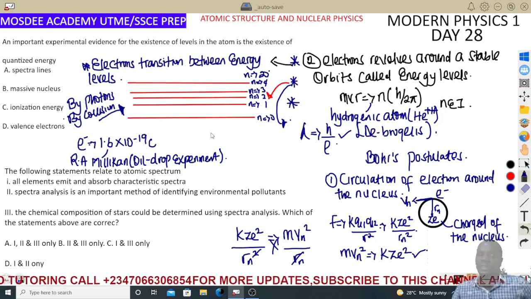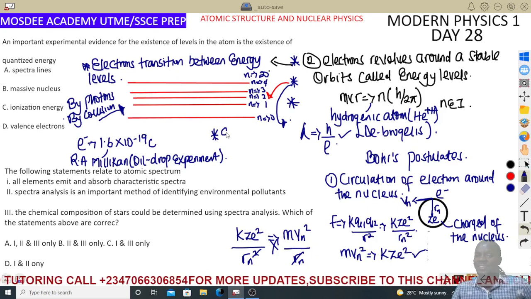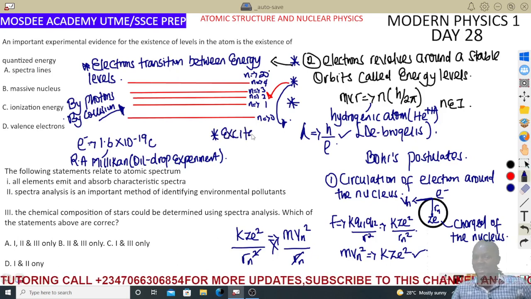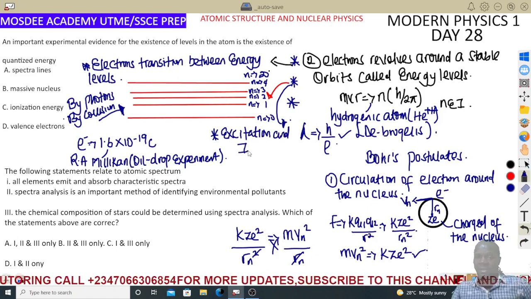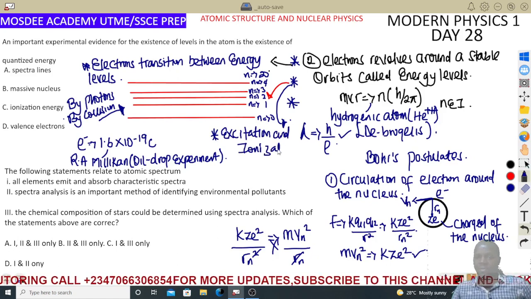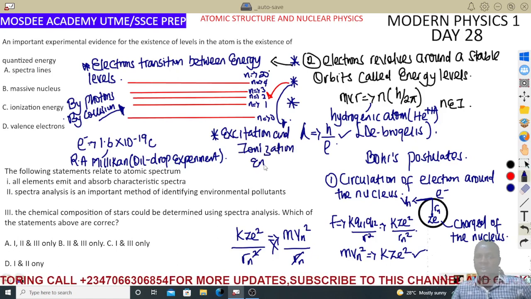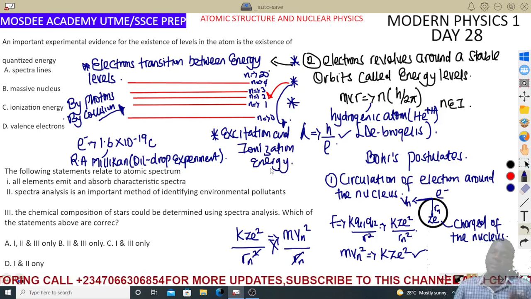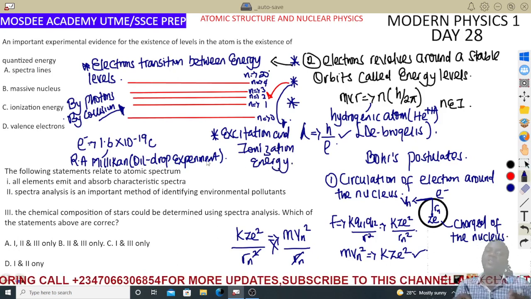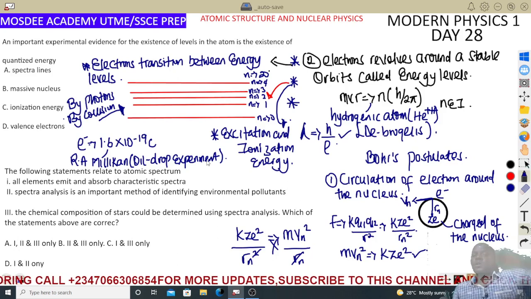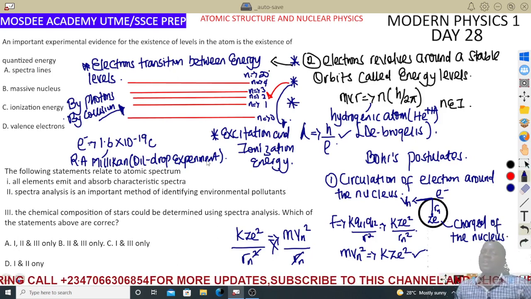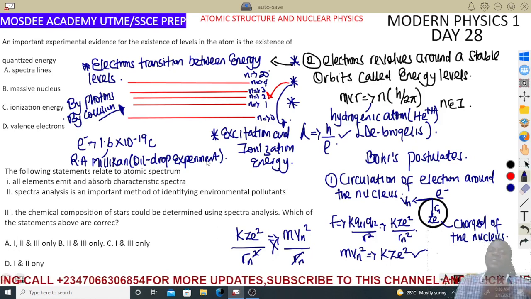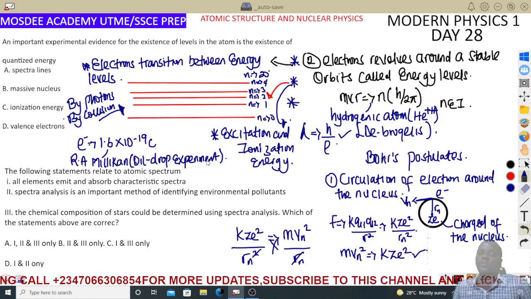For definition's sake, we define in terms of excitation energy, and ionization energy. This ionization energy, I hope students that you studied that in your chemistry. Now, excitation energy is just telling you the energy to transit, meaning movement, from a lower energy level to a higher one. So each of them has a particular energy we measure in electron volts.